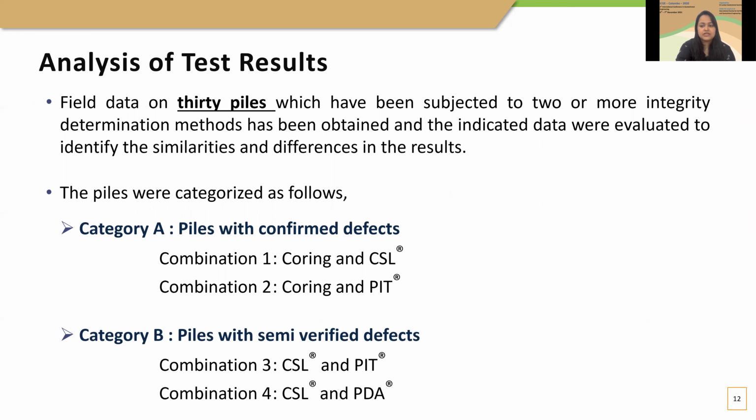A pile sample consisting of 30 piles was analyzed in this research, and first they were categorized into two main categories. So category A is piles with confirmed defects and category B is piles with semi-verified defects. So here for category A, piles with coring data were considered, as coring provides confirmation of the defects present in the pile shaft.